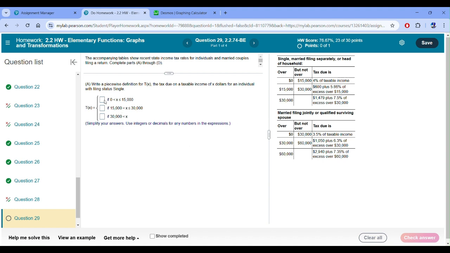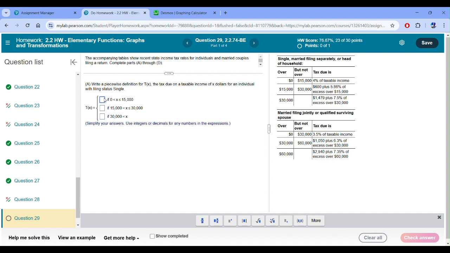29, let's see what's going on here. So here, write a piecewise function for the tax value. So if it's between 0 and that, you get 4% of your income. So that should be 0.04x. If it's between 15,000 and 30,000, it's going to be $600 plus 0.0586 of anything over 15,000. So that's x minus 15,000, x minus 15, 1, 2, 3.